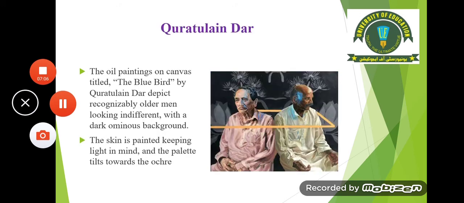Quratulain Dar. The oil paintings on canvas titled The Blue Bird by Quratulain Dar depict recognizably older men looking indifferent with a dark, ominous background. The skin is painted keeping light in mind, and the palette tilts towards the ochre.